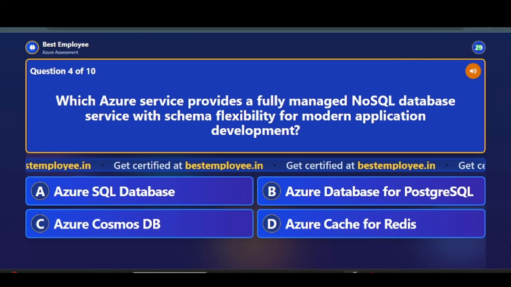Which Azure service provides a fully managed NoSQL database service with schema flexibility for modern application development? Option A, Azure SQL Database. Option B, Azure Database for PostgreSQL. Option C, Azure Cosmos DB. Option D, Azure Cache for Redis.